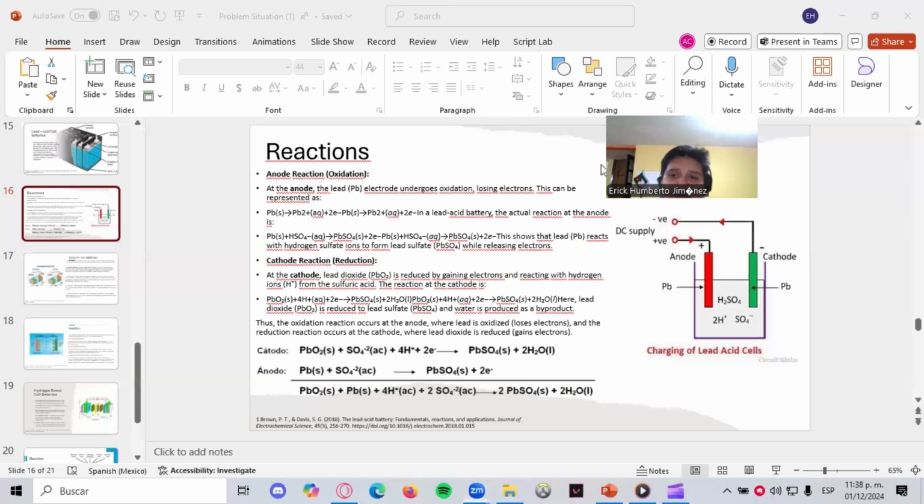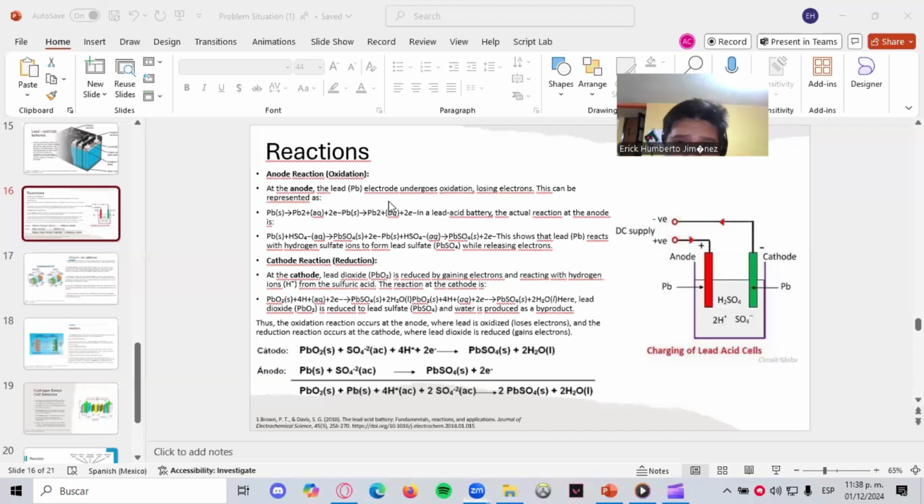Okay, so here we have the reactions. In this case, the anode reaction is oxidation because it loses electrons, and the cathode reaction is a reduction because it gains electrons. This all occurs with the lead, and we can know that a reaction is oxidation because it loses electrons, and it is reduction when it gains.